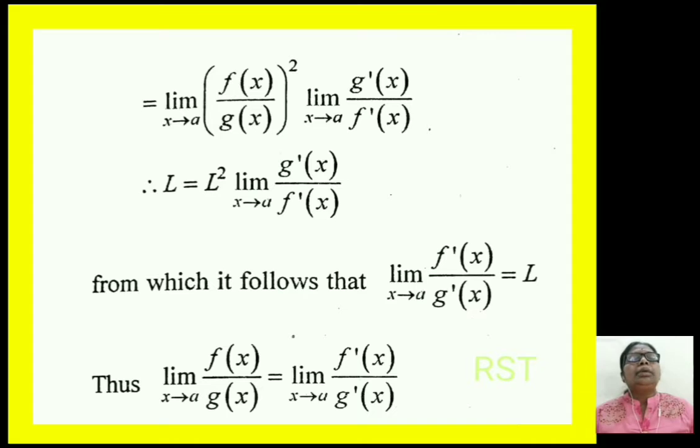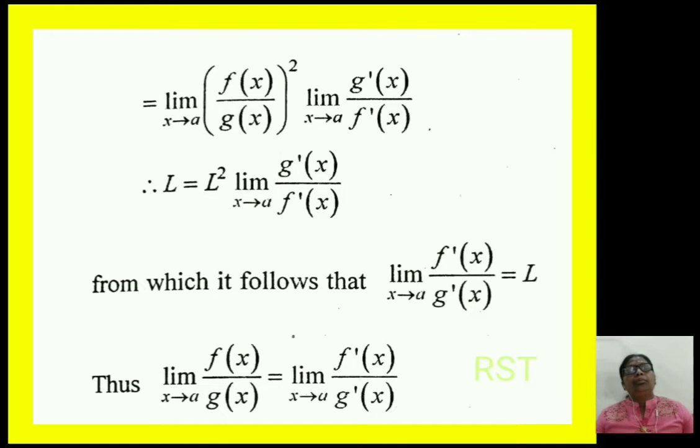That means the same result is obtained when the indeterminate form is infinity by infinity. When solving examples, if the indeterminate form is infinity by infinity, we have to convert this form into 0 by 0 by taking reciprocals of the functions and obtain the result. Finally we get limit of f(x) upon g(x) as x tends to a equal to limit of f dash x upon g dash x as x tends to a.